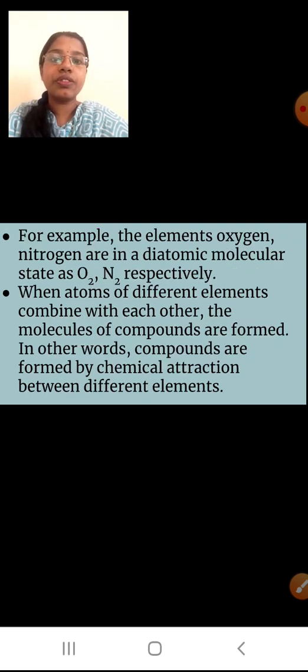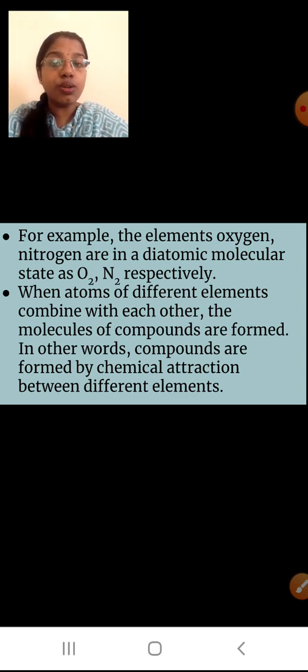For example, the elements oxygen and nitrogen are in a diatomic molecular state as O2 and N2 respectively. How do we write them? Always we write them as O2, N2. Always you write hydrogen as H2. Always you write chlorine as Cl2. These are some of the elements which exist in nature in a diatomic manner, so we always write them in a diatomic state.